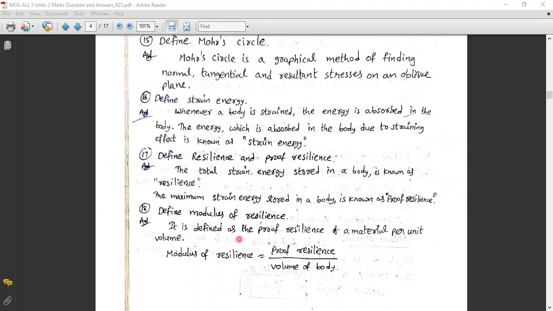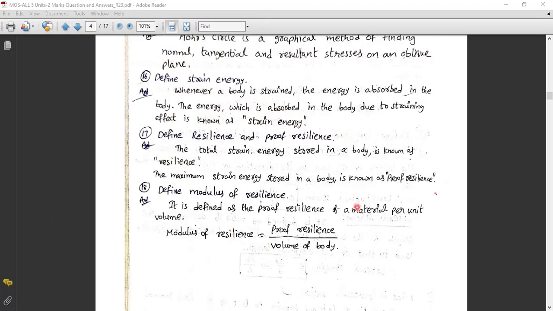So I am going to the next question also. Sixth question: define strain energy. What is strain energy? Whenever a body is strained, means if you are overloading a body, it will get strained. The energy is absorbed in the body. Some extra energy is given that will be absorbed by the body. The energy which is absorbed in the body due to straining effect is known as strain energy. So that body gets strained due to the extra load given to that body, that is called strain energy.